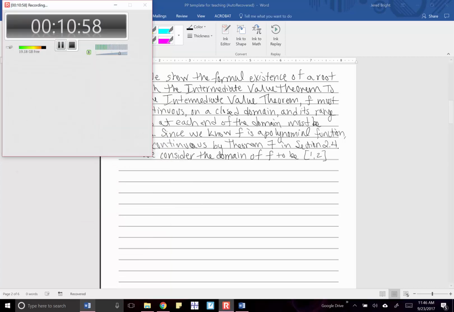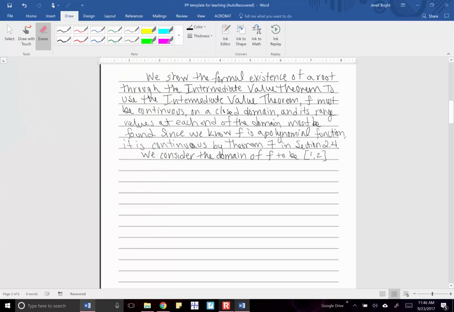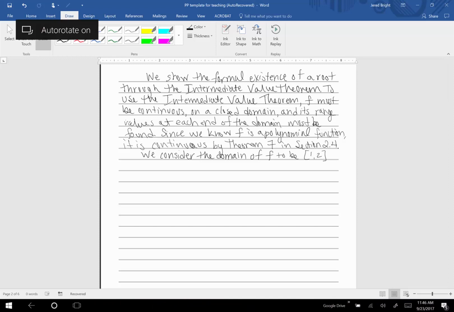Okay, so that was a little unexpected technology issue, so I apologize for the brief gap or the different screens that you might be encountering right now. But we left off just a little bit ago with talking about the continuity and how we can actually take the domain to be just a little bit larger. Okay, so we consider the domain of f to be that.